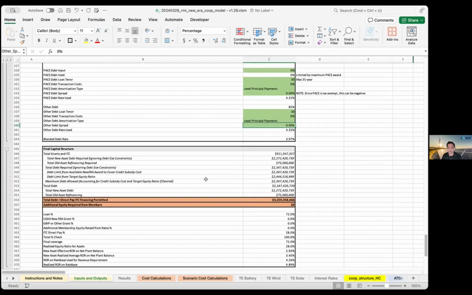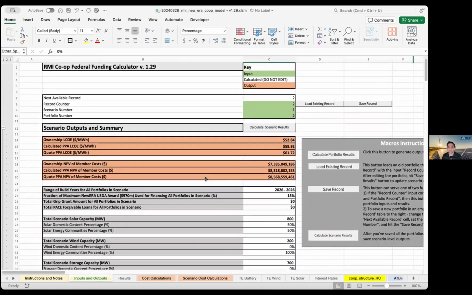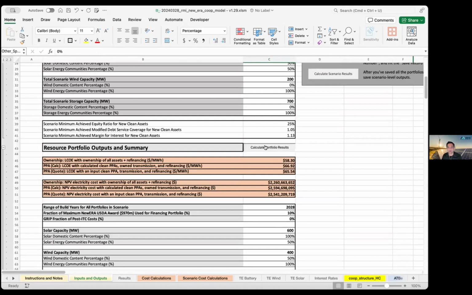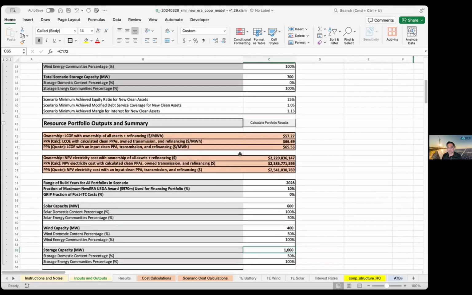So with these assumptions, I'm going to next hit calculate to see what this new portfolio cost looks like. So I'm going to calculate the portfolio results. And it looks like it calculated that the total cost of electricity in that year for ownership is pretty good, $57 a megawatt hour, better than if I purchased it. That's interesting to know. Here I've got a summary of what I assumed in terms of the New Era award, 10%. And it's about this portfolio with 600 megawatts of solar, 400 megawatts of wind, and 1,000 megawatts, a gigawatt of storage. But I've got some more incentives here that I'm able to use.